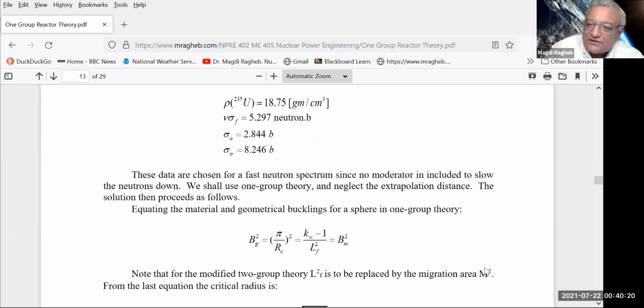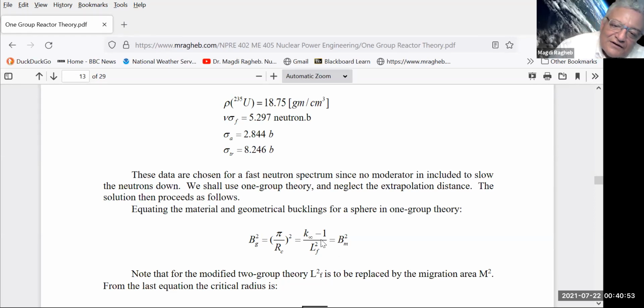Let's assume that we are dealing only now with fast neutrons. So the L square thermal does not apply, and the geometric buckling for a sphere would be pi over r critical square. And the geometric buckling now is the radius of the reactor. We want to determine what is the radius of the reactor that would match the material buckling. So the material buckling and the geometric buckling, as you could see here, that's why we call it the criticality equation, are being made, forced to be equal.